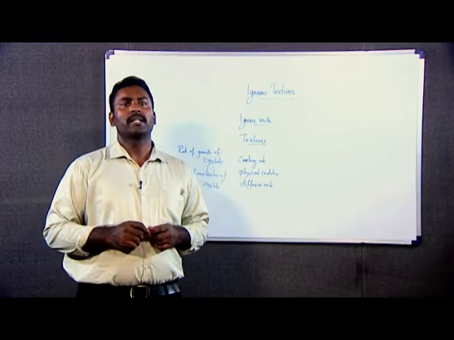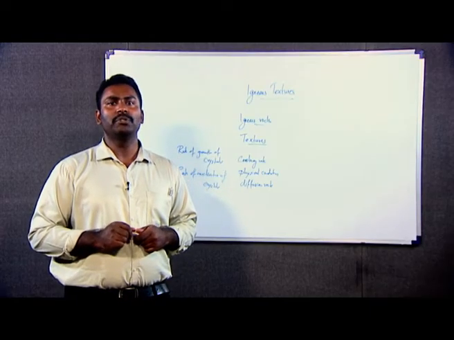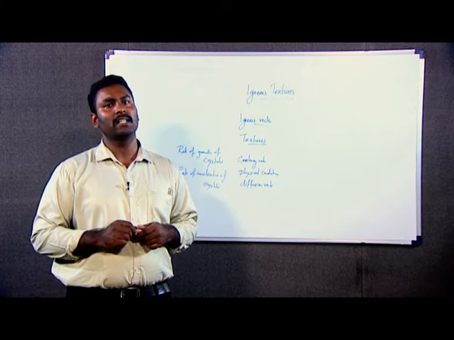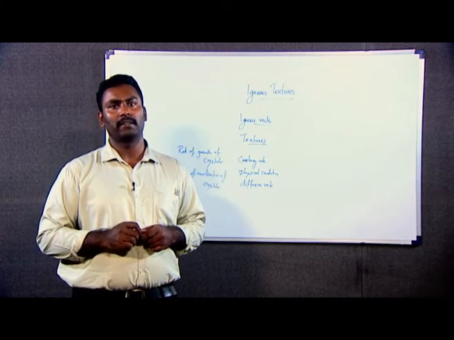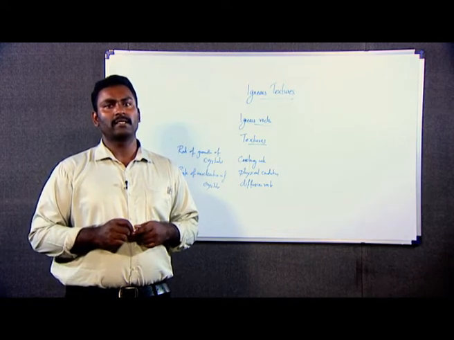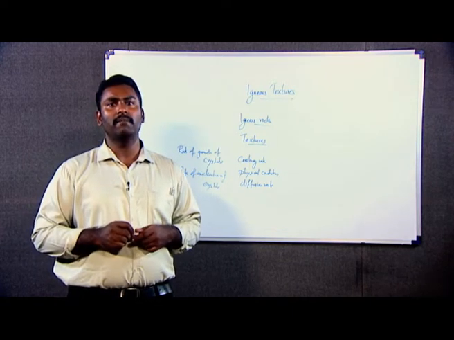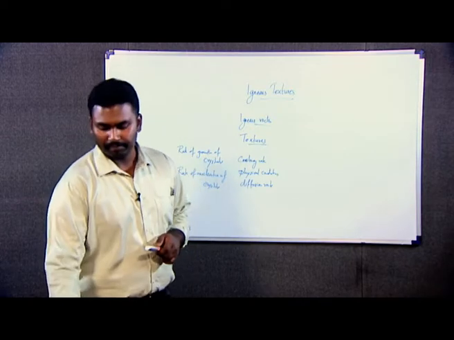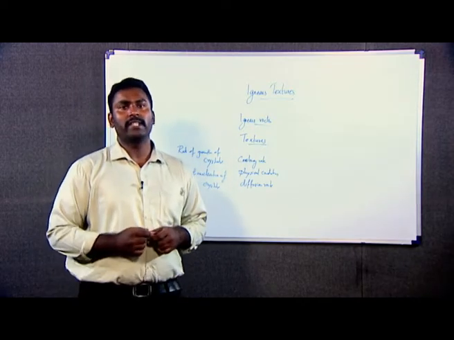Here, the shape of the crystal and the mutual relationship of crystal and the glassy matter are together known as fabric. So for explaining the texture of an igneous rock, crystallinity, granularity and the fabric need to be explained. So the first one is crystallinity.